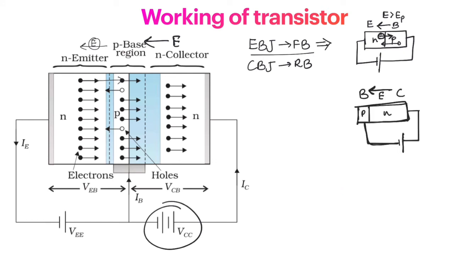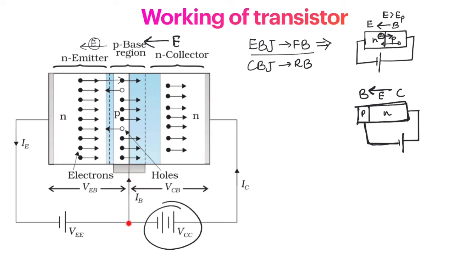Then again these electrons which are there in the base will move towards the collector. So the majority of the electrons are moving into the collector region, right? And only a few of the electrons move from the base and go back to this battery here. They are entering into the battery, which will give us IB, that is the base current, and which is very, very small. Why? Because only a few electrons are going this way.